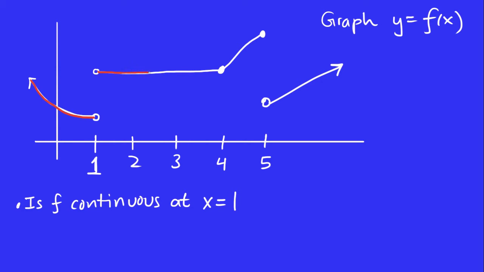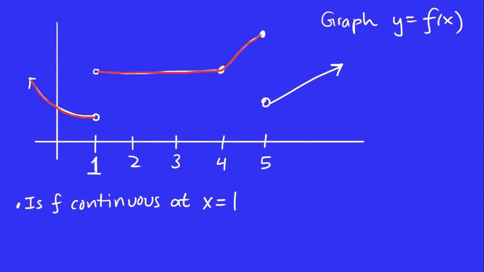So I'm continuing tracing on. I hit 4. We have a kind of a change in direction here, but I actually don't have to lift my pen from the canvas to keep going. So maybe 4 is a point that is okay. There's not really a problem there. And so that's kind of what it means to be continuous.